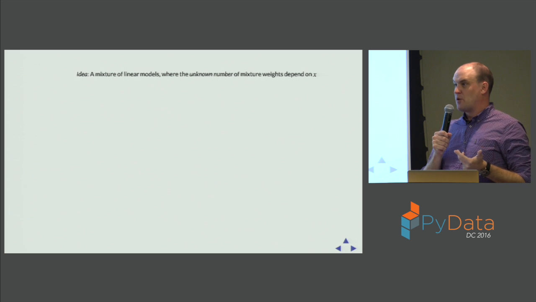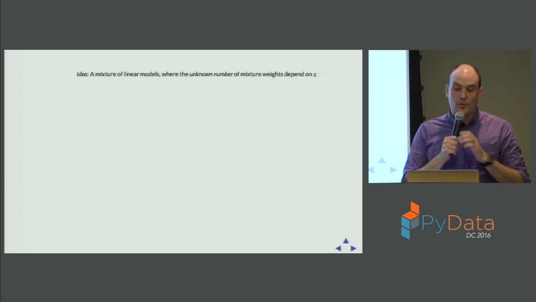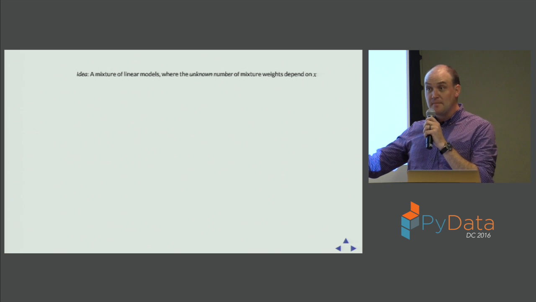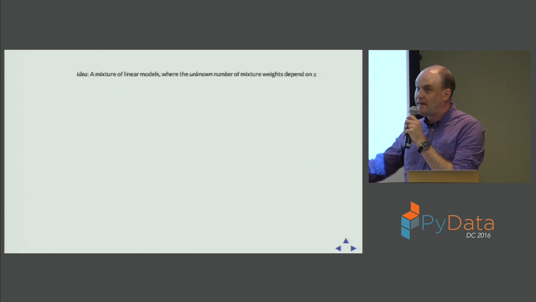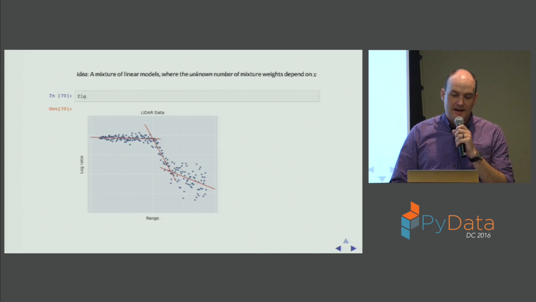So what's the idea that we're going to implement here? A mixture of linear models with an unknown number of mixture weights, and the mixture weight is allowed to depend on the X variable, all at once. To kind of illustrate the things you can do with PyMC3.